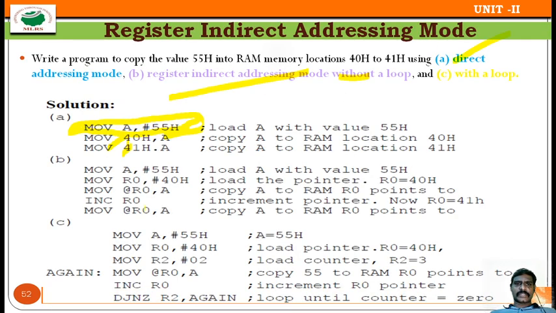Whereas in the case of register indirect addressing mode, I am moving the value 55 into the accumulator. Then the address location is moved into R0. Now the accumulator content is moved to this location, which means that now my R0 is holding the address location 40H, right? So now A is moved into 40H, then I increment R0, so it goes to 41H, and A is again moved to the location R0 points to. So it is nothing but incremented R0. This is without a loop.